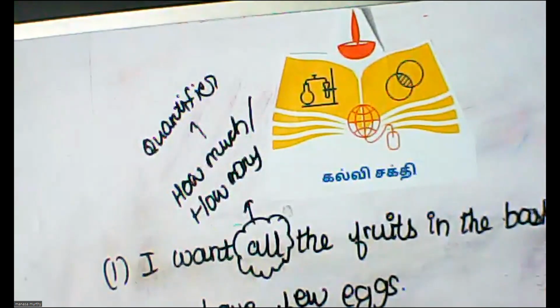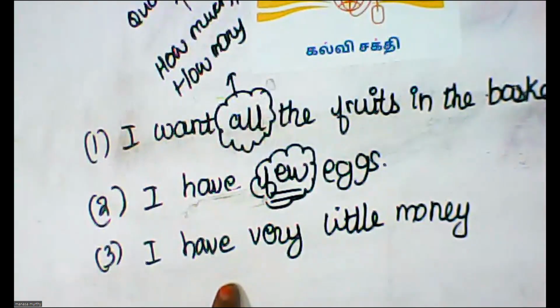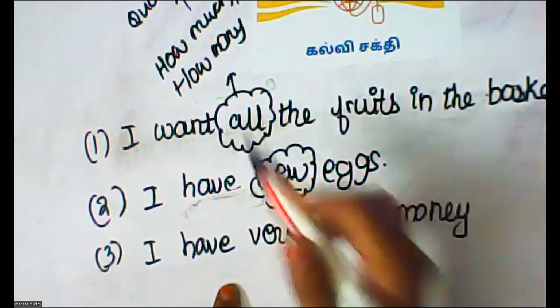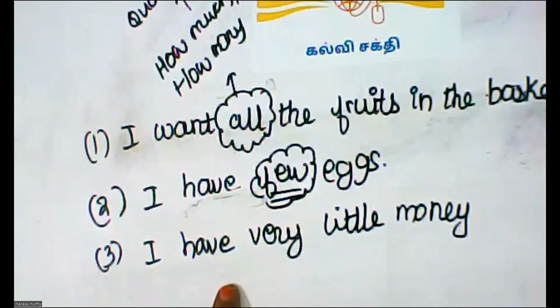We see some more examples. Which words here are quantifiers? I have few eggs. The word few is a quantifier. How many eggs do you have? I have very few eggs. So it is answering the question how much or how many. That is why it is a quantifier.